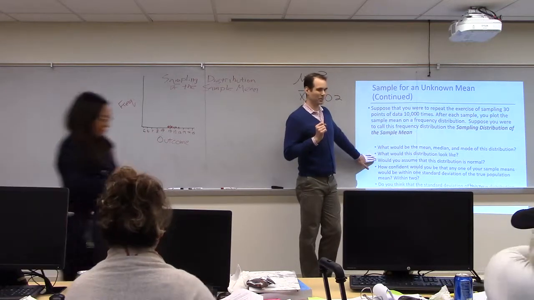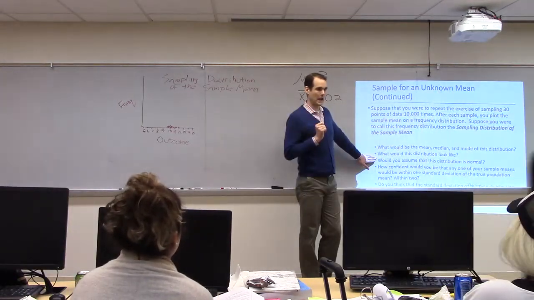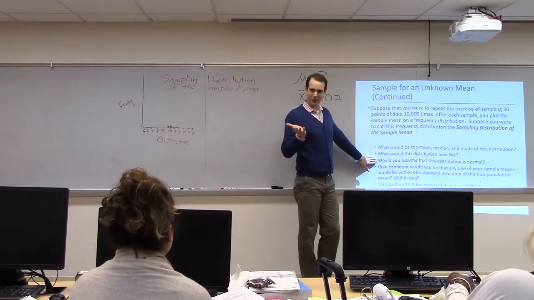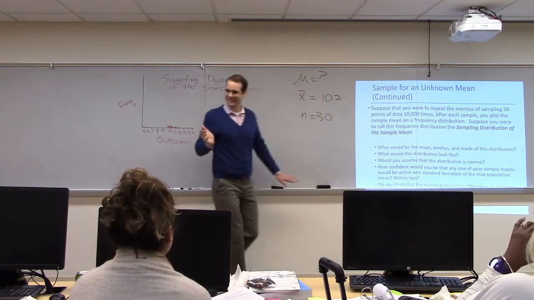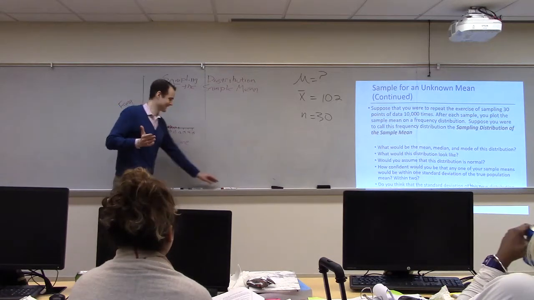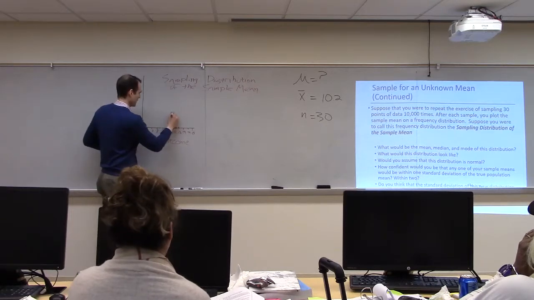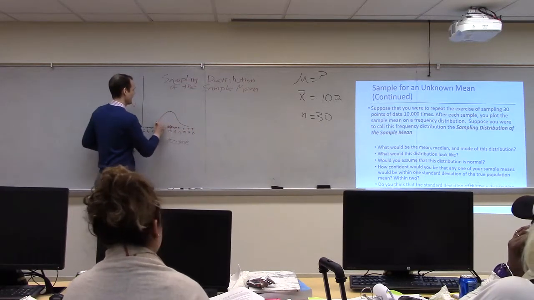What would this distribution look like? Normal. A bell curve. Why would it look like a bell curve? The mean, median, and the mode are all in the center. Mean, median, and mode are all in the center. Excellent.